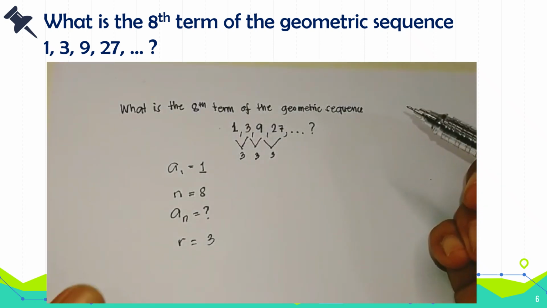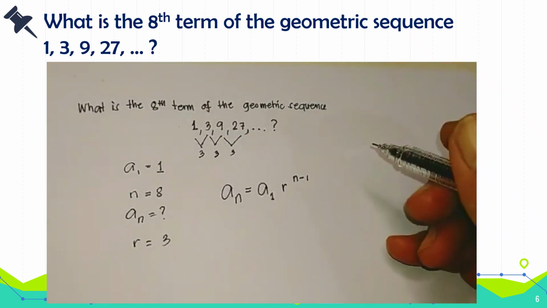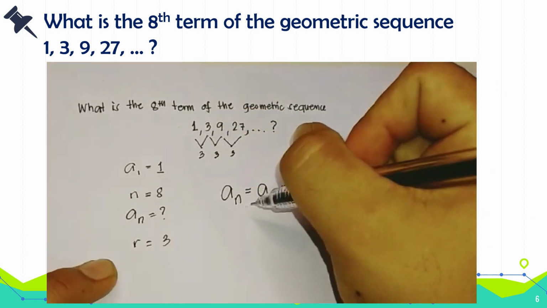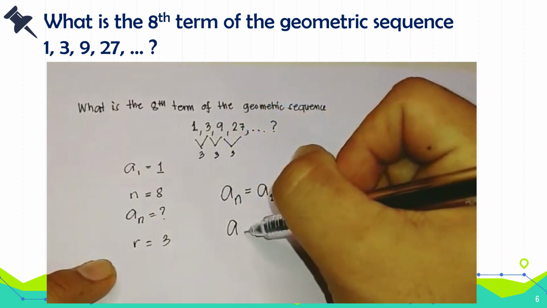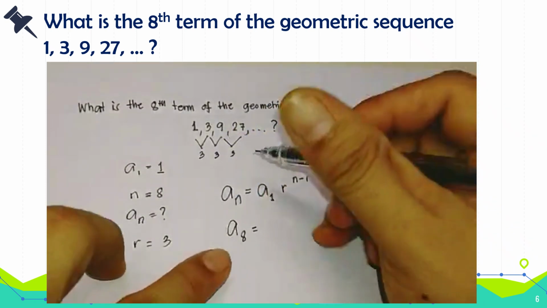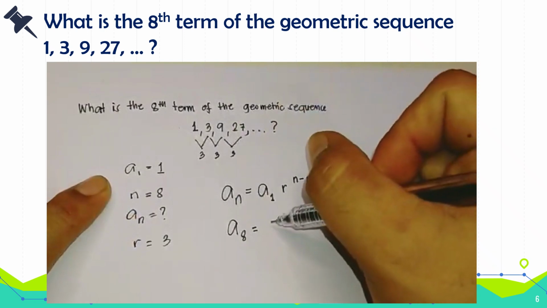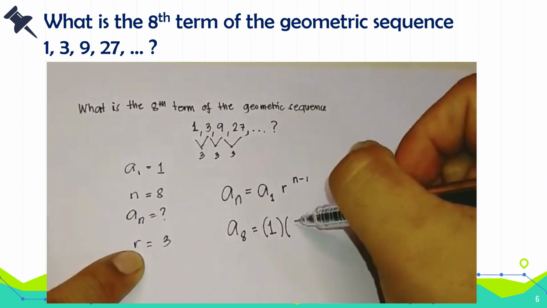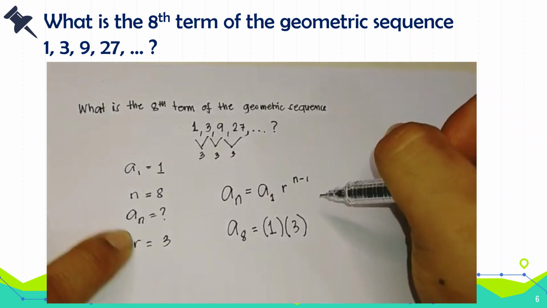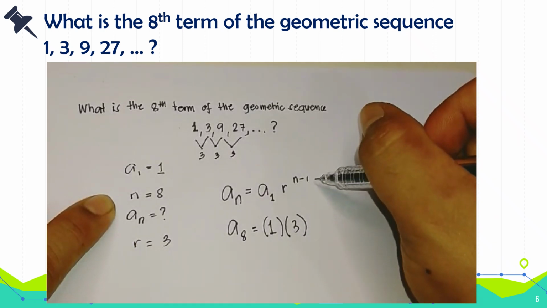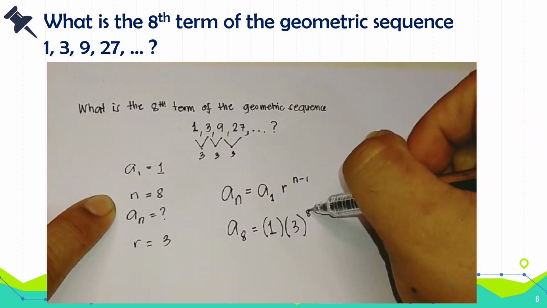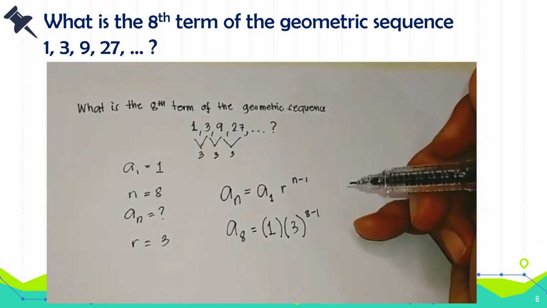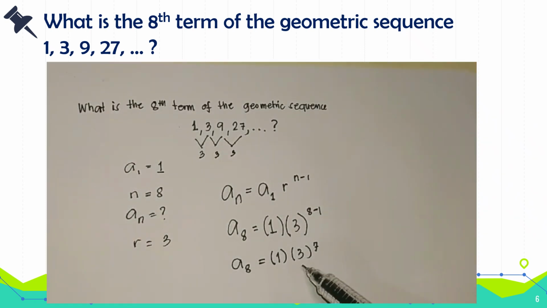Now let's use the formula. Let's substitute now the given. We are solving for a sub 8, the 8th term. Our first term here is 1. Our ratio here is 3. Exponent, n minus 1. So we will have here 8 minus 1. This will give us 3 raised to 7.